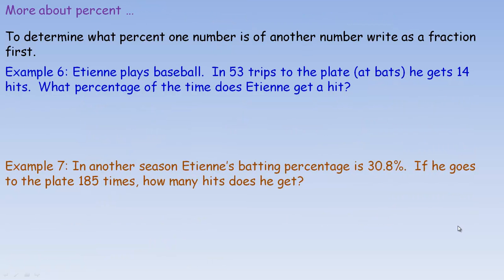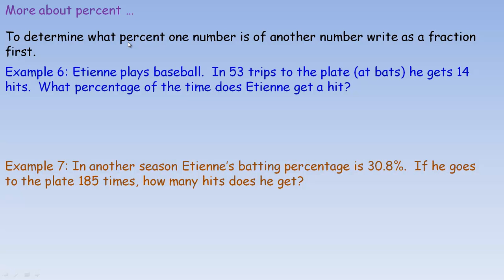A little bit more about percent. To determine what percent one number is of another number, it's always a good idea to write it as a fraction first. You're told some kind of ratio between two quantities, write it as a fraction. And I'm going to show you that through the next few examples. And I'm going to use baseball for this one.